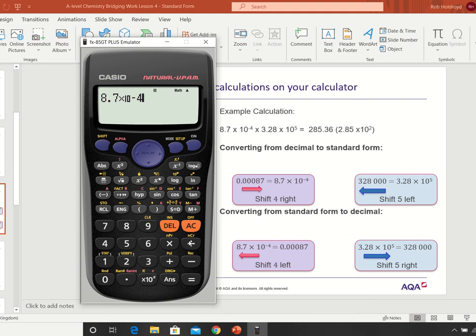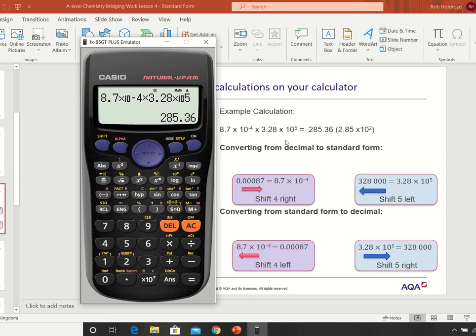And then we're going to multiply it by 3.28 times 10 to the 5. So EXP 5, press equals. And this calculator always comes out as a fraction. I suppose you could change that somehow if you wanted. And there we go. We got 285.36.